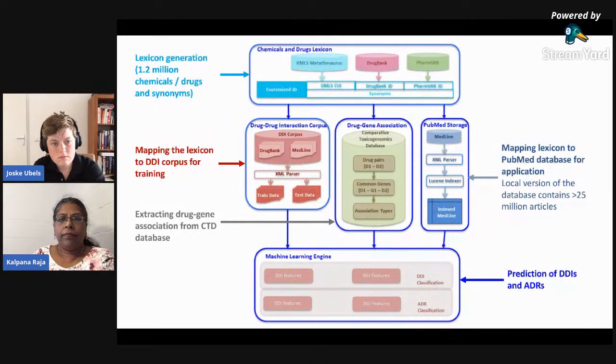So first, we developed the chemicals and drugs lexicon from various resources. We used UMLS Metathesaurus, DrugBank, and PharmGKB. The IDs across the resources are different, so we combined them and gave a customized ID to identify the duplicates across the resources. Our approach gave us 1.2 million chemicals and drugs along with the synonyms.